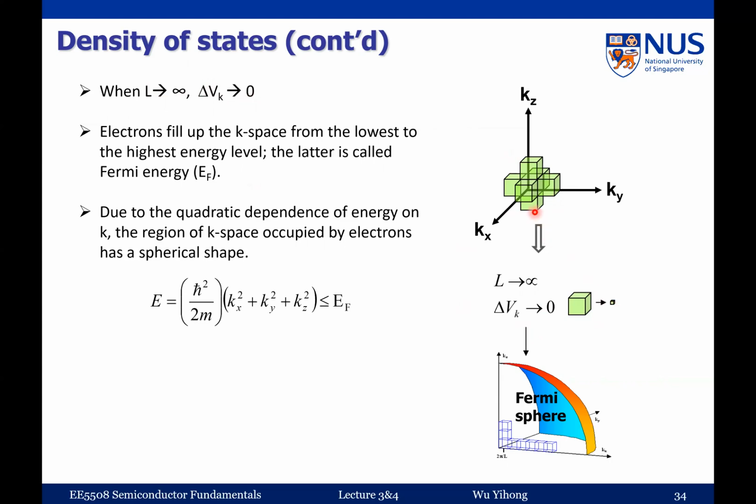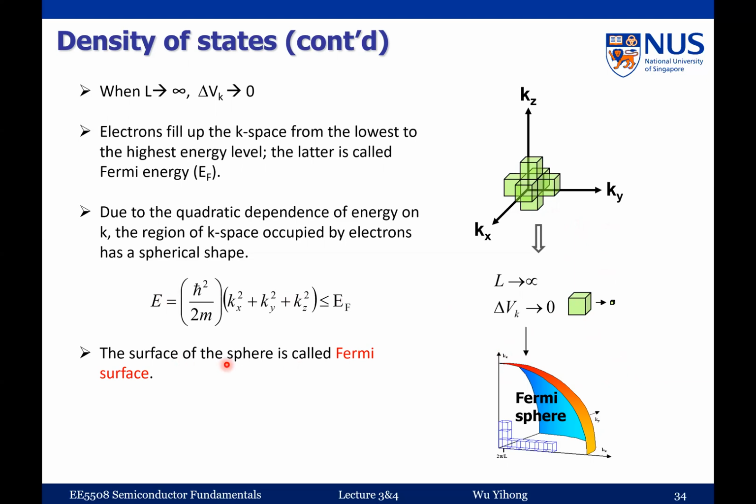So eventually, after you use up all the electrons, you stop at a surface in k space. This surface has a spherical shape. Why? Due to this ring shape. And this surface can be very, very smooth because the periodicity you use in real space can be very large. So that's the reason why you have something called the Fermi sphere. Okay.